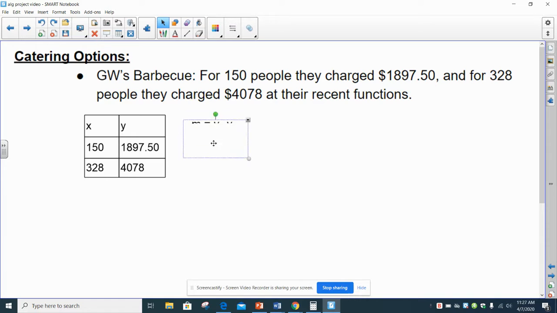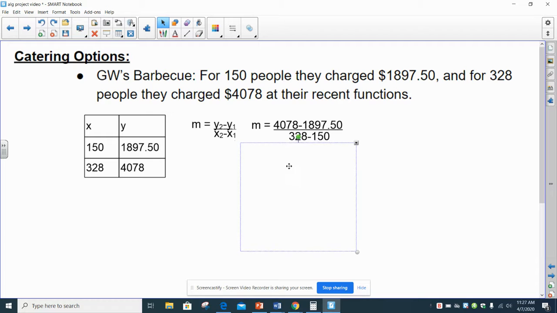Okay, so remember slope, our formula is y2 minus y1 over x2 minus x1. So y2, y1, x2, x1, and I'm simply going to plug that into that equation. So what I have here, I have to solve the top and solve the bottom. Okay, so when I do that, I get 2180.50 on top for 4,078 minus the 1,897.50, and then 328 minus 150 gives me 178.